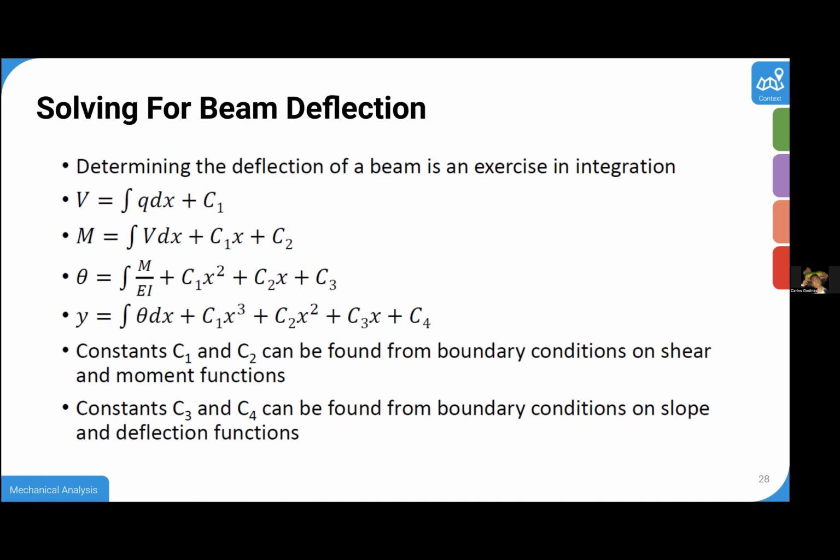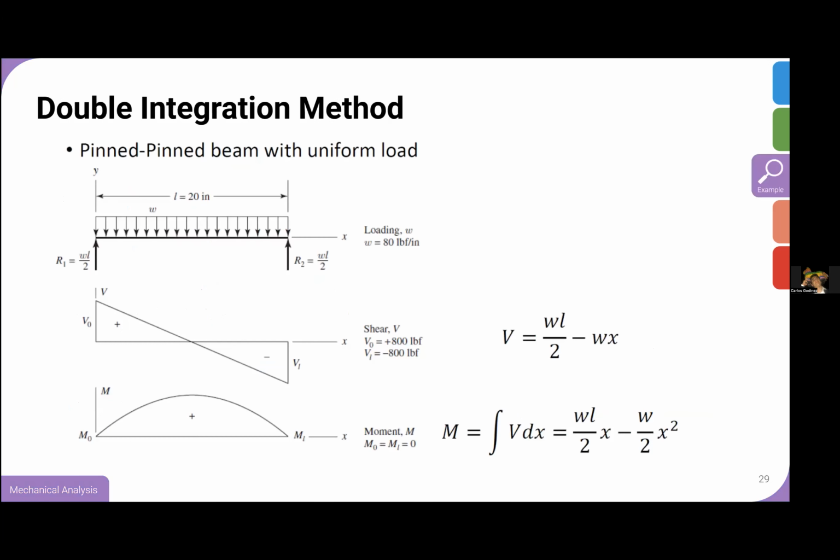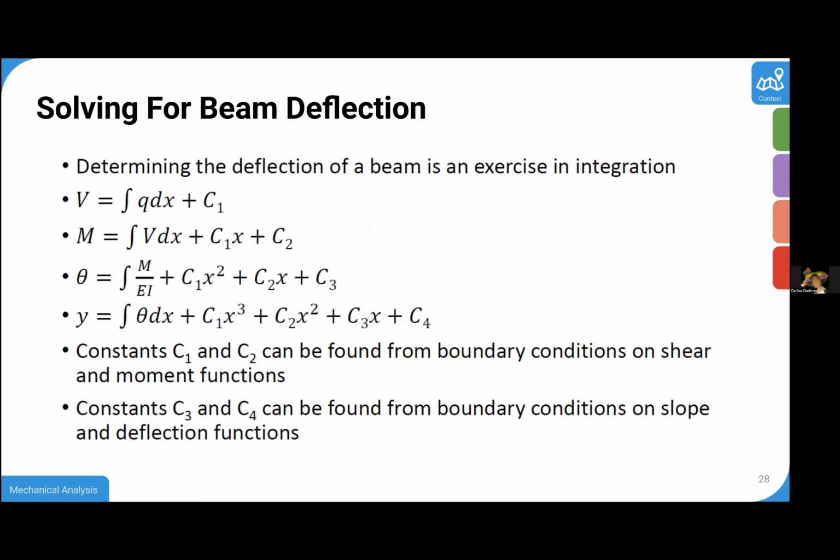Your constants C1 and C2 will be found by your boundary conditions on your shear and moment functions, and your constants C3 and C4 will be found by deflection boundary conditions on your slope and deflection functions. So your most common one, I think this is on the next slide. No, it's not. I lied to you. But the most common one you're going to use is that if I have a pin joint or a fixed joint, or some reaction force at the start of the beam and at the end of the beam, my deflection at that point is 0 because it has a support. It is not moving, or we're going to model it that way.